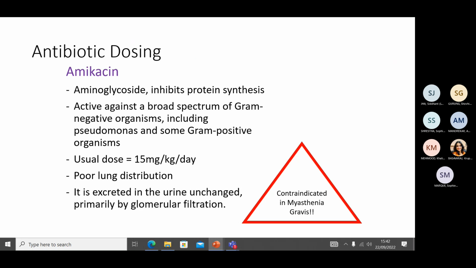So amikacin is an aminoglycoside that stops protein synthesis. It's active against gram-negative bugs, including Pseudomonas, and some gram-positive organisms, but I wouldn't prescribe it for a gram-positive. The usual dose is 15 mg per kg per day. It has poor lung penetration, so it's not good for your VAPs and your HAPs. It's excreted in the urine unchanged by glomerular filtration. But it's contraindicated in myasthenia gravis, so you have to have a really strong reason to give it to someone with myasthenia, because it would exacerbate their symptoms.